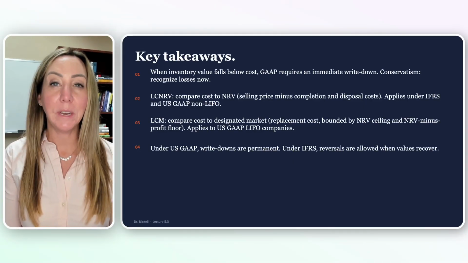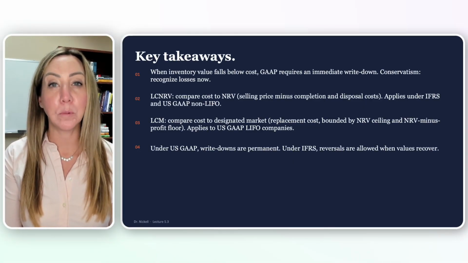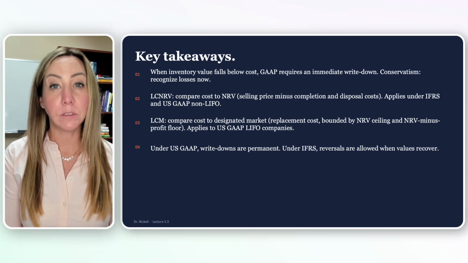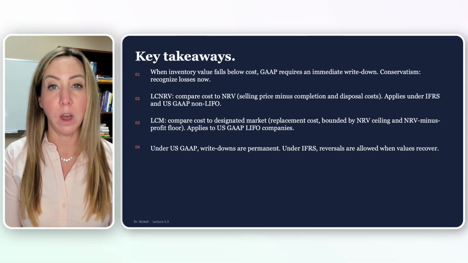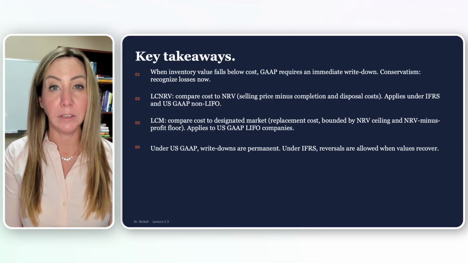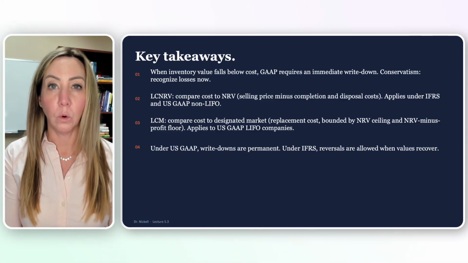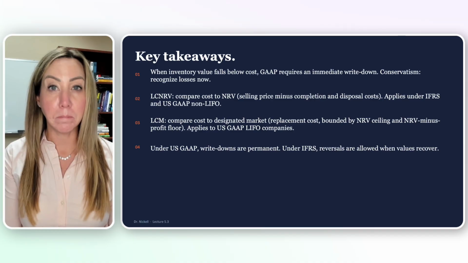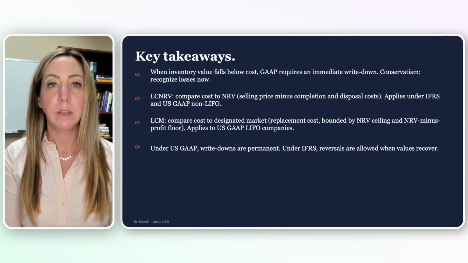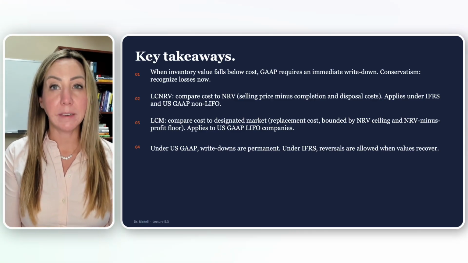Key takeaways. When inventory value falls below cost, GAAP requires an immediate write-down. Be conservative. Recognize losses now, not later. There are two approaches that compare cost of inventory to net realizable value for companies using FIFO or weighted average methods, or to market value for companies using LIFO. US GAAP write-downs are permanent. IFRS reversals are permitted when values recover.